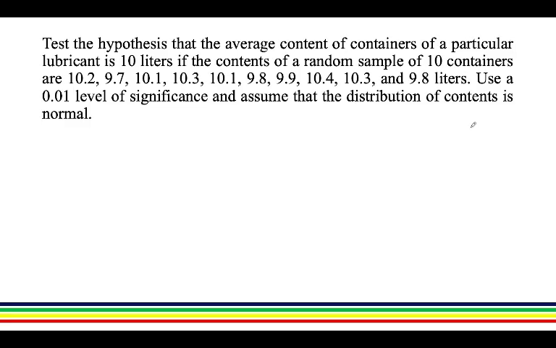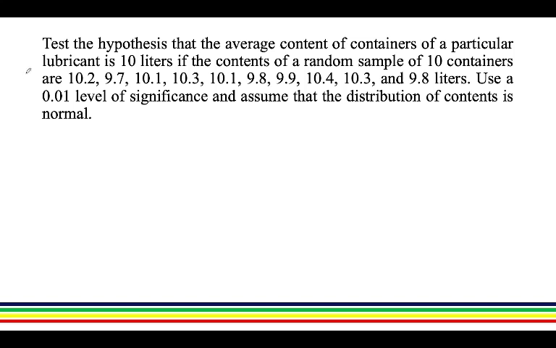We have to test the hypothesis that the average content of containers of a particular lubricant is 10 liters if the content of a random sample of 10 containers are 10.2, 9.7, 10.1, 10.3, 10.1, 9.8, 9.9, 10.4, 10.3, and 9.8 liters. Use a 0.01 level of significance and assume that the distribution of contents is normal.